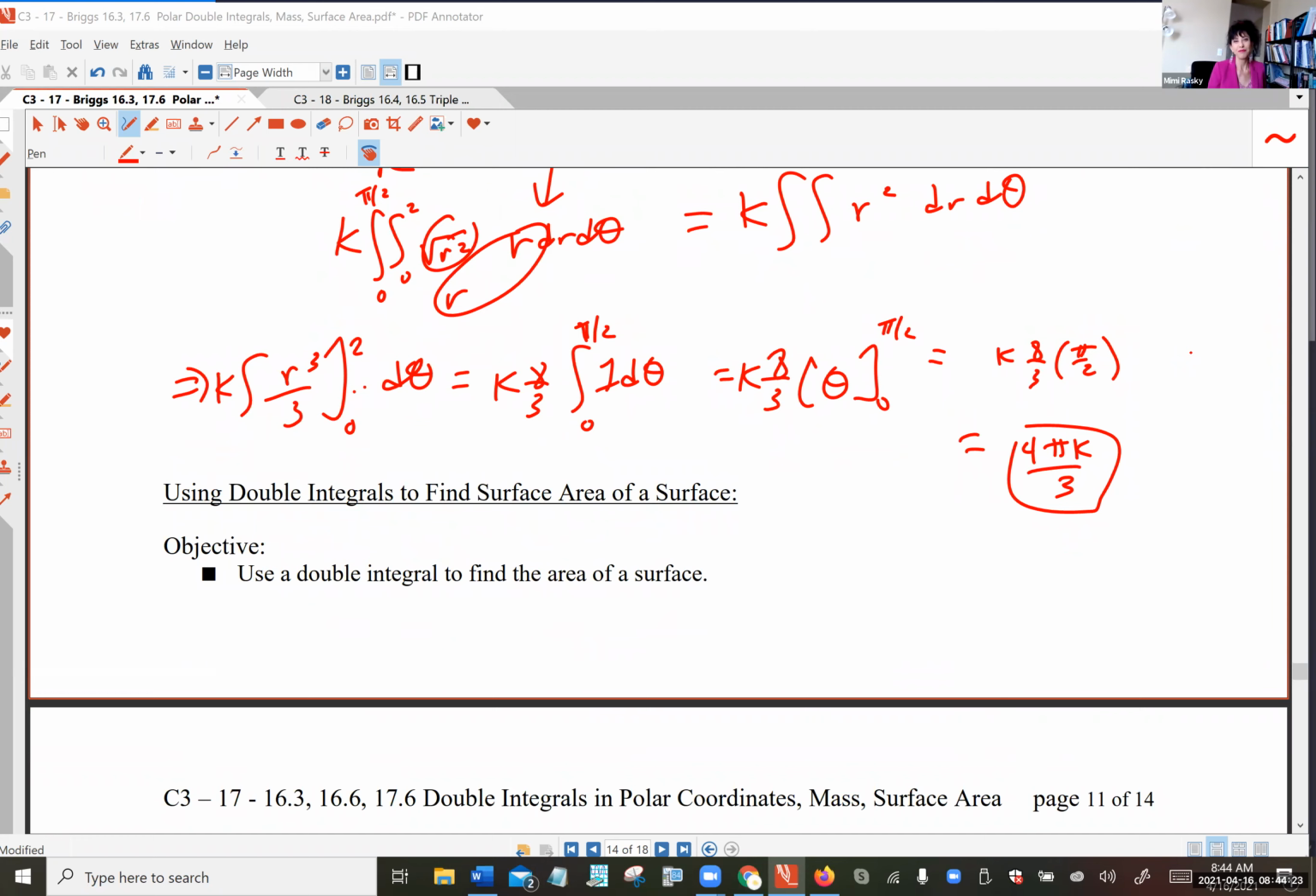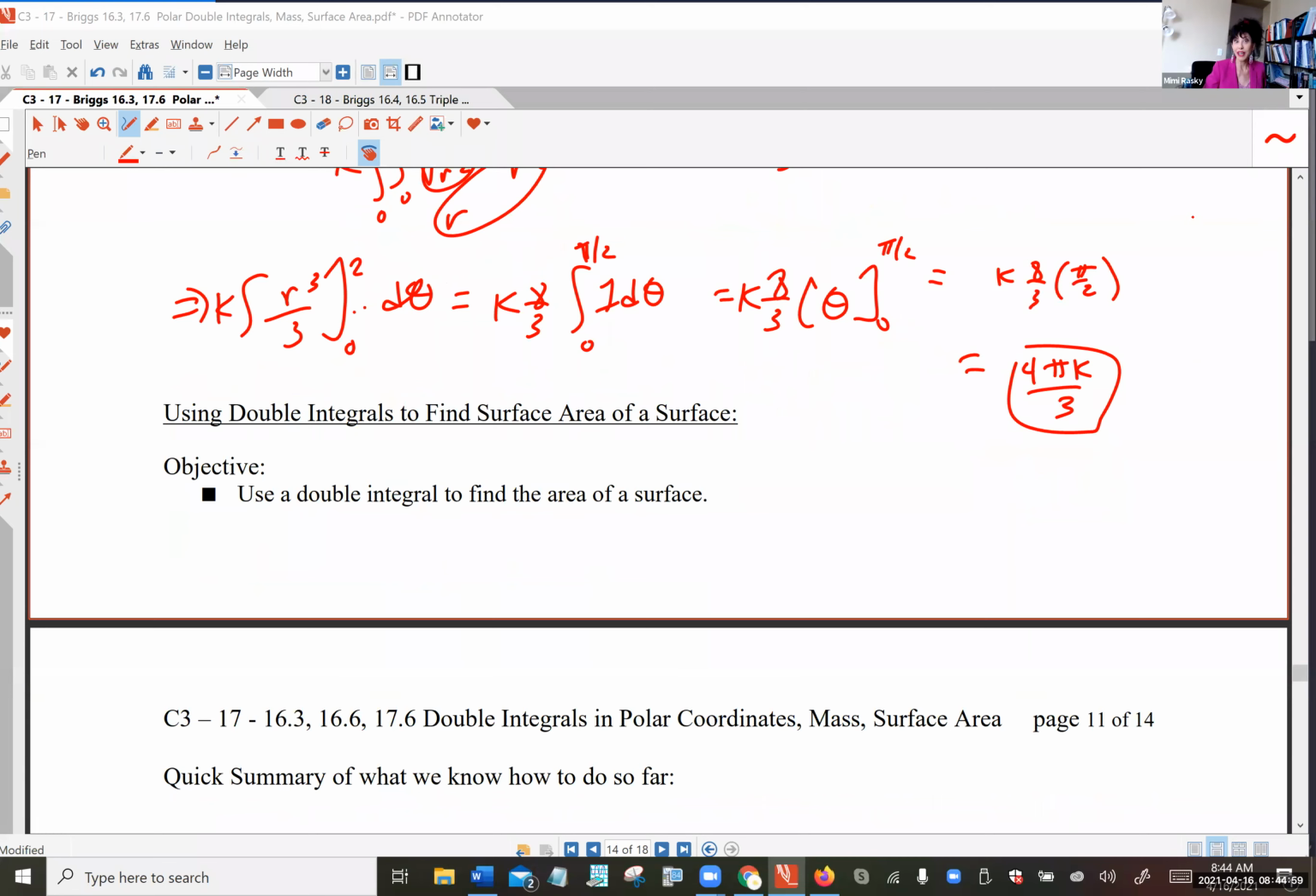Let's do area of a surface. So, brand new topic. In Briggs, we are officially jumping over to a section in chapter 17, 17.6. And I just want to let you know that not all books do this. Some other books, the books that I originally taught this course out of, had this surface area concept in the double integral chapter. That's why I still like to teach it there, because I think it's apropos. In other words, it's another wonderful, relevant application to use a double integral.